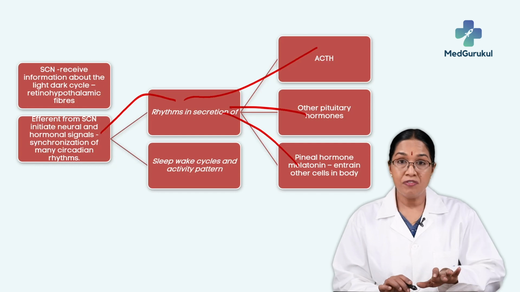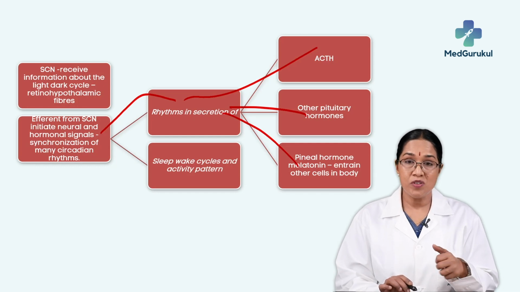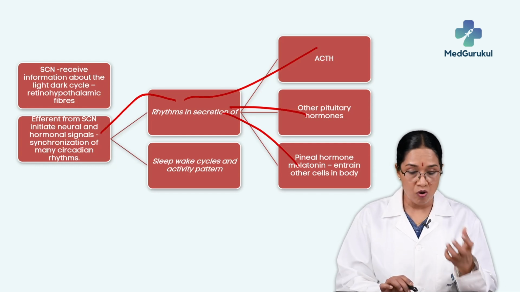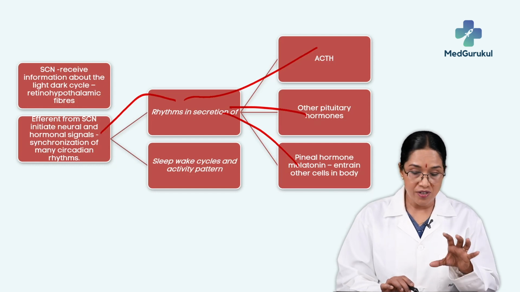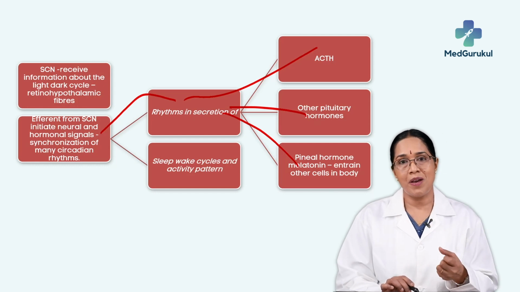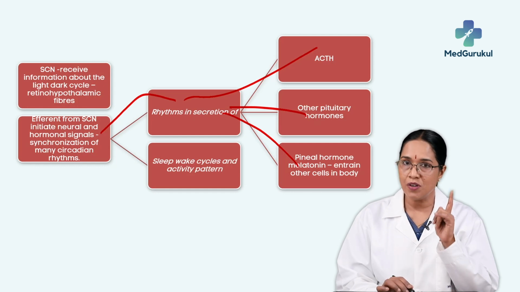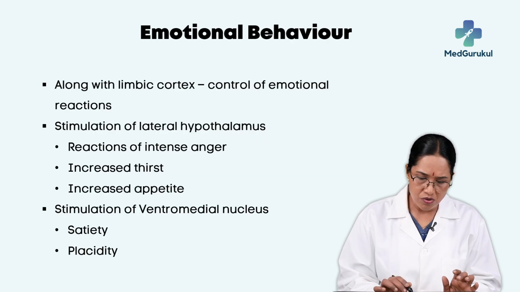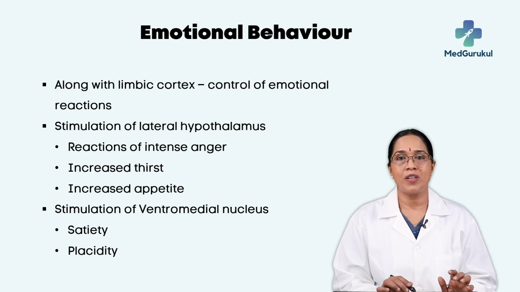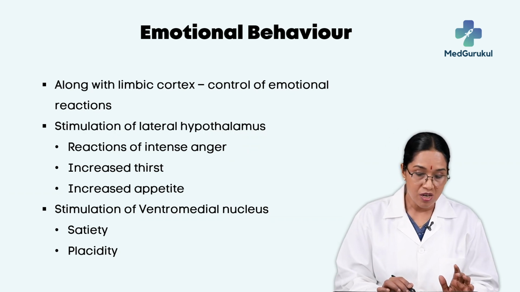And these efferent connections from the SCN initiate both the neural and the hormonal changes, where the sleep-wake cycle of an individual, or that activity pattern, is also being regulated by this. So, that is the next function of the hypothalamus. Now, let's go to the involvement of the hypothalamus in a person's emotional behavior.